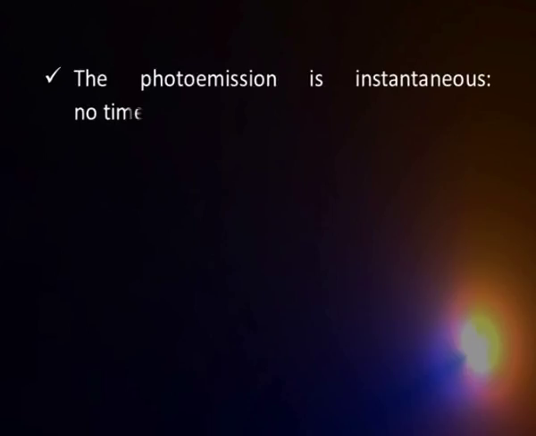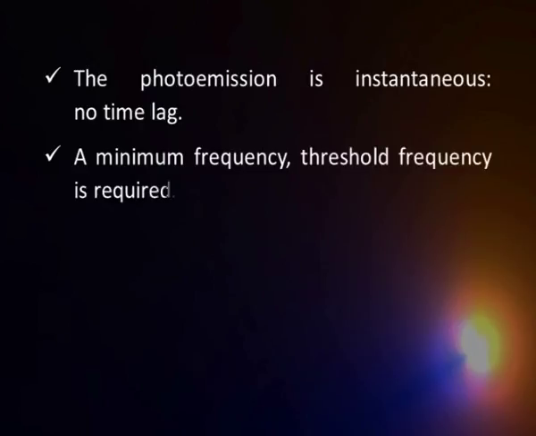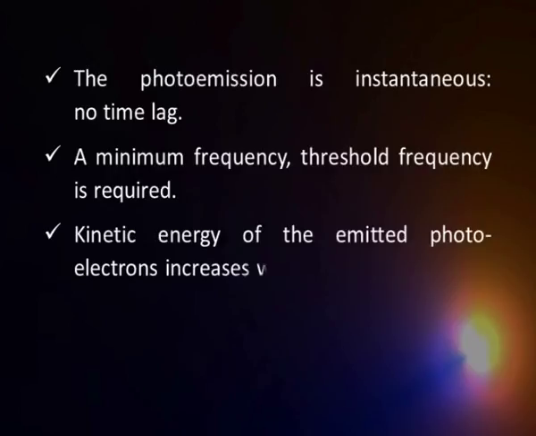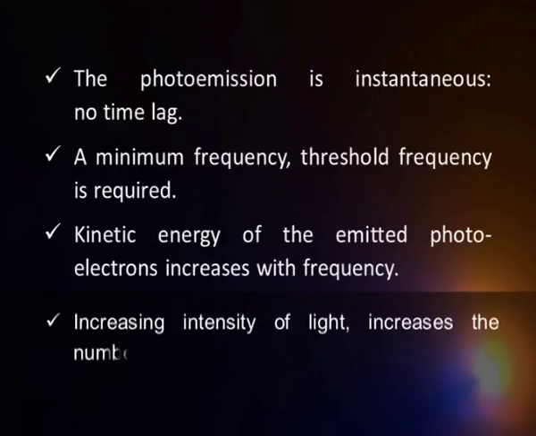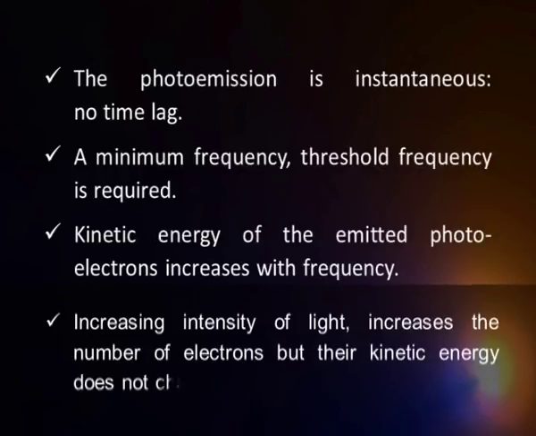So, let us see what are the four things we have seen there. The photoemission is instantaneous, that is, there is no time lag. Secondly, a minimum frequency, called the threshold frequency, is required. Thirdly, the kinetic energy of the emitted photoelectrons increases with frequency. And lastly, increasing intensity increases the number of electrons, but their kinetic energy does not change. So, there are four significant observations vis-a-vis our experiment of the photoelectric effect.